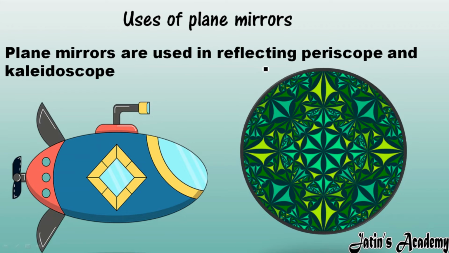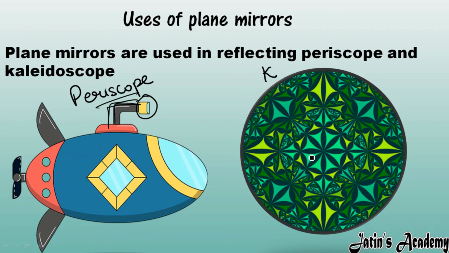Next, plane mirrors are also used in the periscope and kaleidoscope. What do you mean by periscope? This is a periscope, this is a kaleidoscope. Why do we use a plane mirror in a periscope? Submarines move inside the sea, and if the person sitting inside the submarine wants to see outside the water, one kind of mirror arrangement helps that person to see the outside. This instrument is known as a periscope.